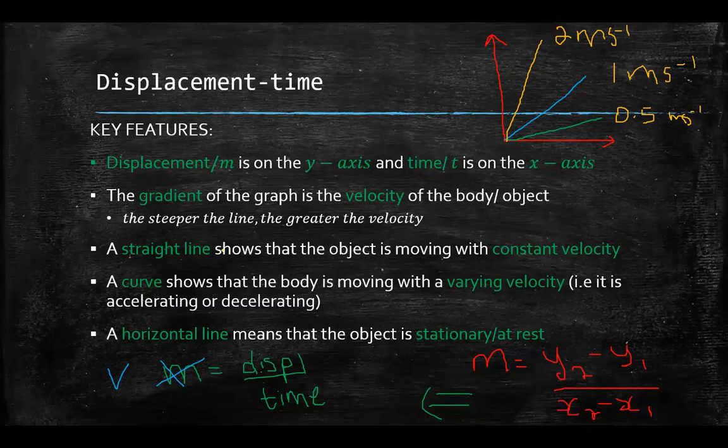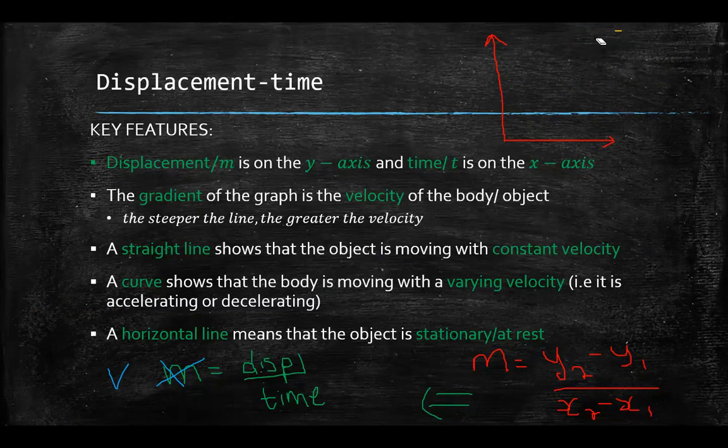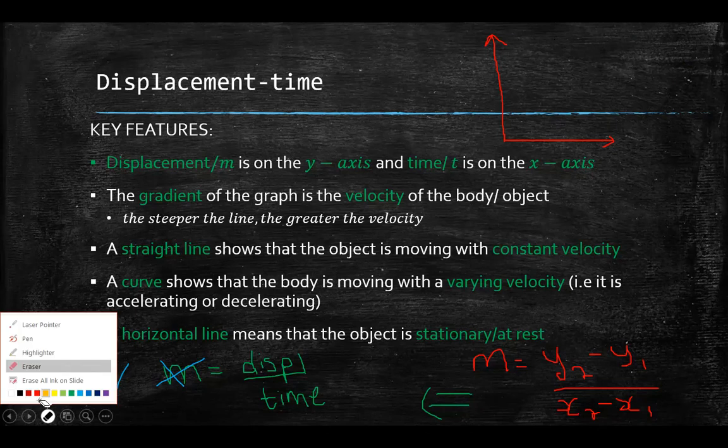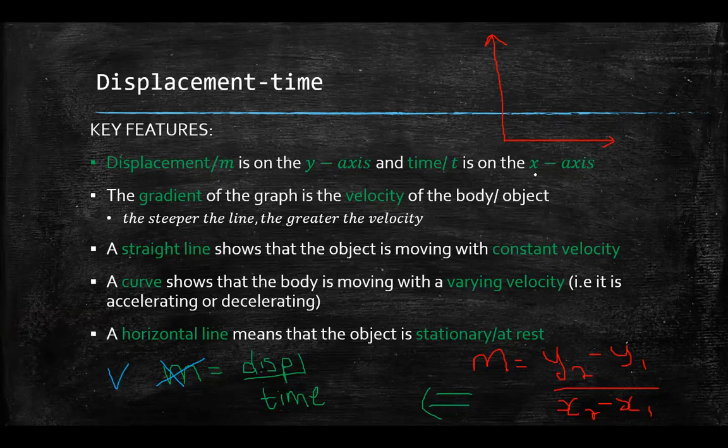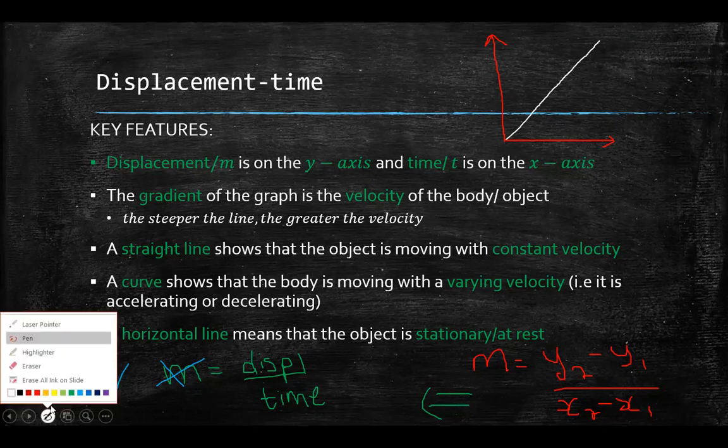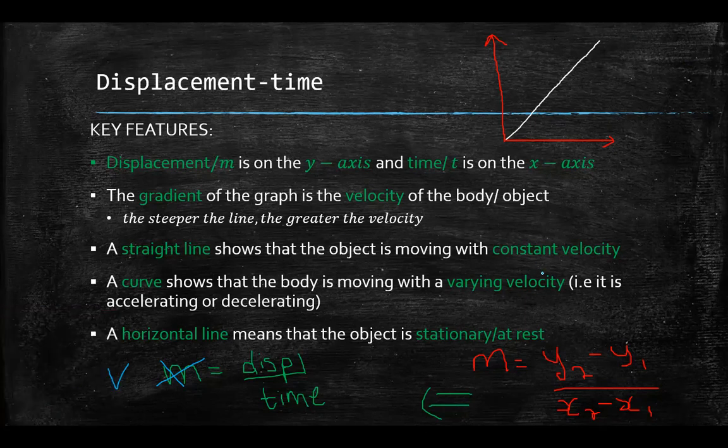Okay, next point. A straight line shows that the object is moving with constant velocity. When they say straight line, I mean like this. A straight line through the origin. Well, not necessarily through the origin, but a straight line. Okay, constant velocity. How is it constant velocity?